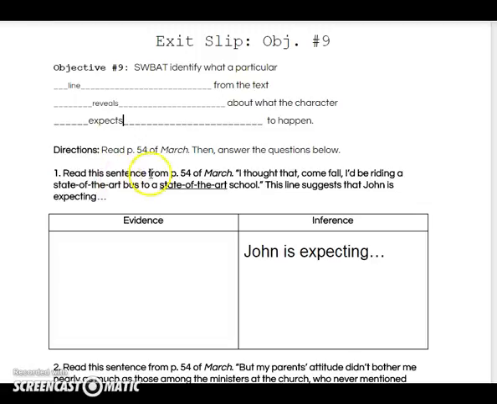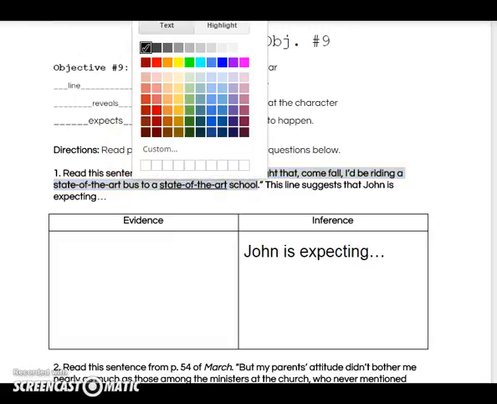Question 1. Read this sentence from page 54 of March. "I thought that, come fall, I'd be riding a state-of-the-art bus to a state-of-the-art school." This line suggests that John is expecting, well, I'm seeing this state-of-the-art bus to a state-of-the-art school. Know that state-of-the-art means something that's really fancy, something that's really nice. So my evidence, I'm just going to pull, is the line that's in quotations. I'm going to bold that. I'm going to change that color to red.